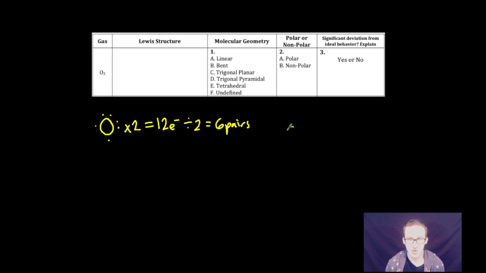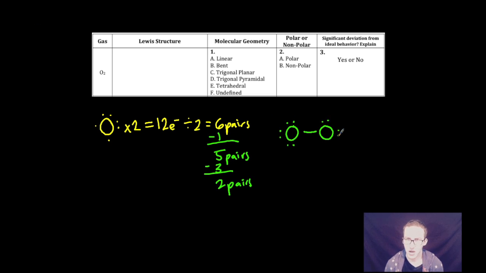We don't really have a central atom to work with here since they're 2 identical atoms, but I'm going to put them side by side and connect them with initially a single bond. I've used one of my pairs. I have 5 pairs left. I put those pairs around the terminal atoms to satisfy the octet rule. I use 3 pairs on this oxygen. I use 2 pairs on this oxygen.